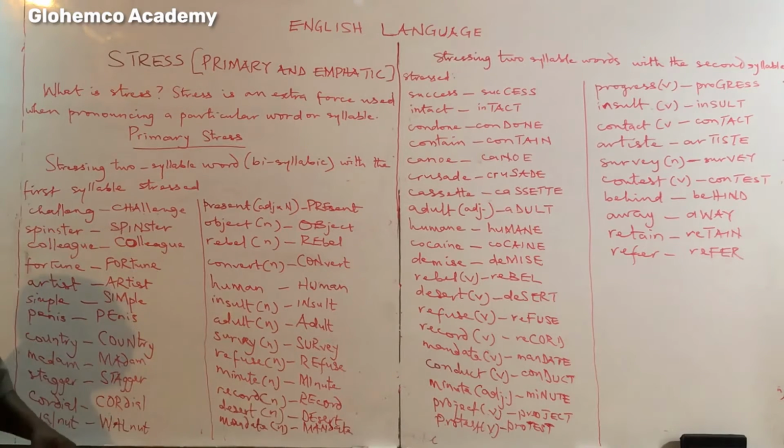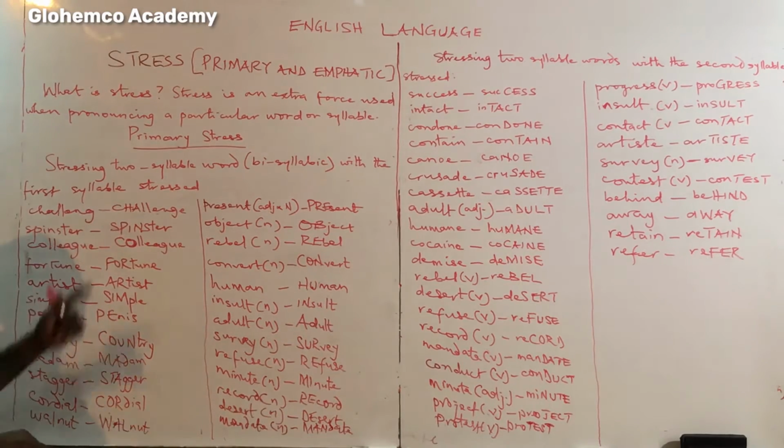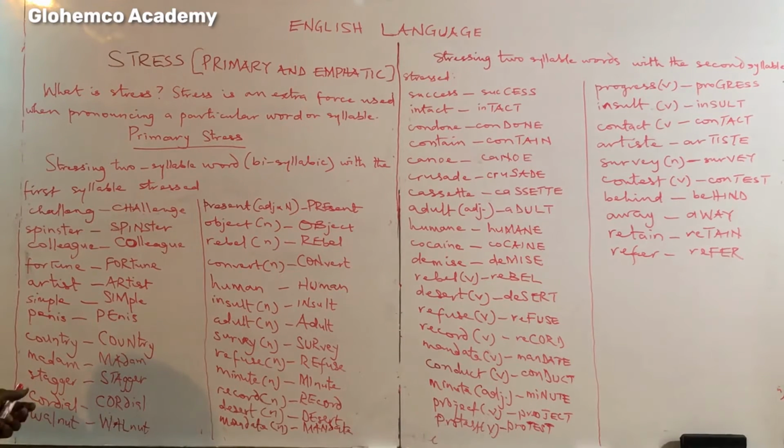So any bisyllabic or polysyllabic word you pronounce in English, there must be a stressed syllable, as long as it's not a monosyllabic word. Of course, you know what I mean by monosyllabic word. That's a word that has only one syllable. But once it is 2 or 3 or 4 or 5 or 6 or 8, depending on how long the word is, there will be one out of the syllables that has to be stressed. That's what we are referring to here. So, stress is an extra force used when pronouncing a particular word or syllable.